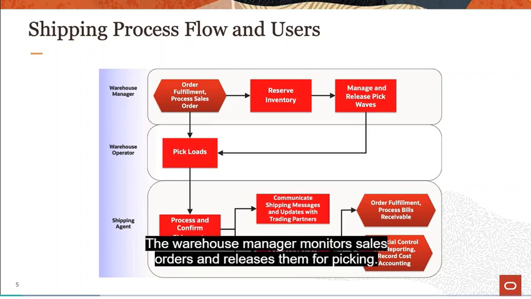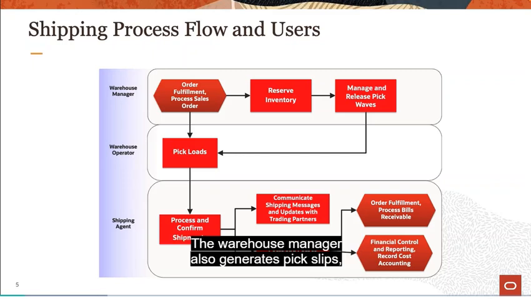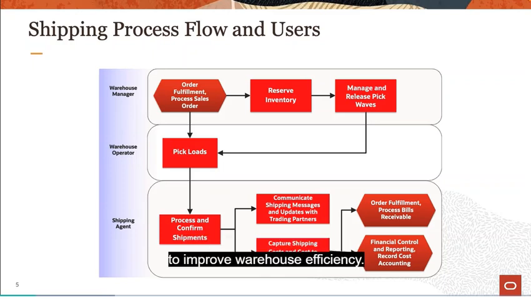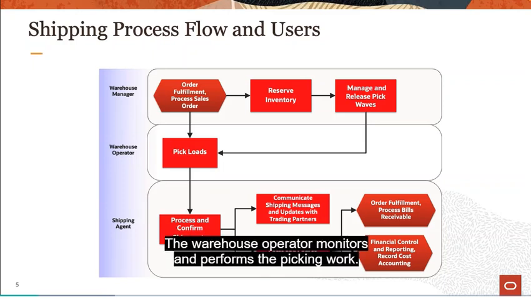The warehouse manager monitors sales orders and releases them for picking. The warehouse manager also generates pick slips so warehouse staff can pick material for outbound movement and creates pick waves using different criteria to improve warehouse efficiency.